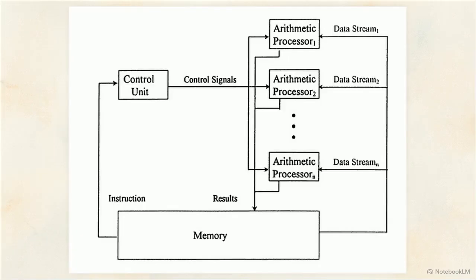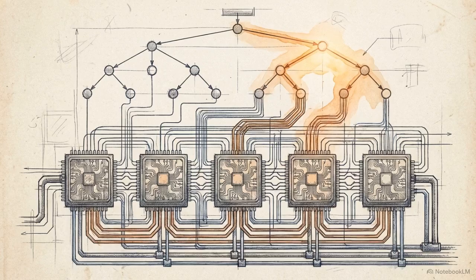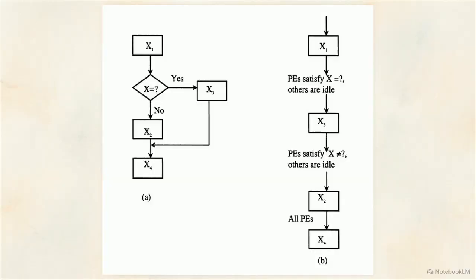This diagram shows SIMD, single instruction, multiple data. One control unit broadcasts the same instruction to multiple processing elements. It excels at vector processing, where every processor executes the identical command simultaneously but on different pieces of data. This hardware limitation introduces an architectural paradox. What happens when the software code requires an if-then branching decision, but the hardware forces every processor to execute the exact same instruction? This flowchart demonstrates the solution.